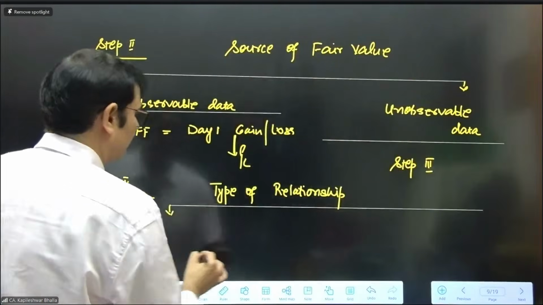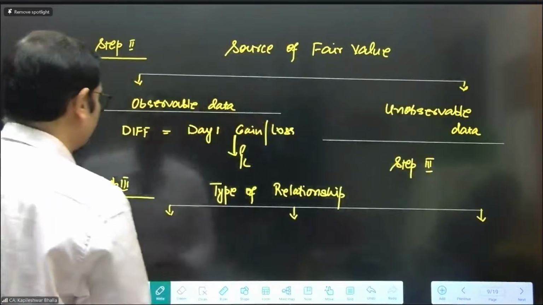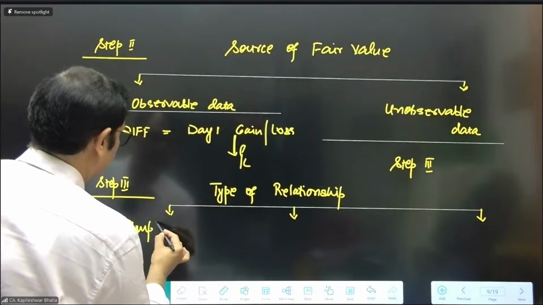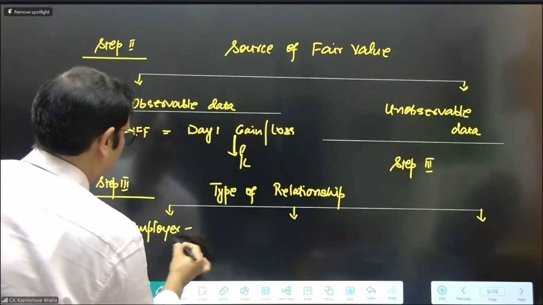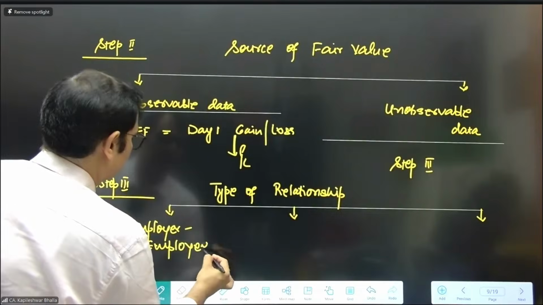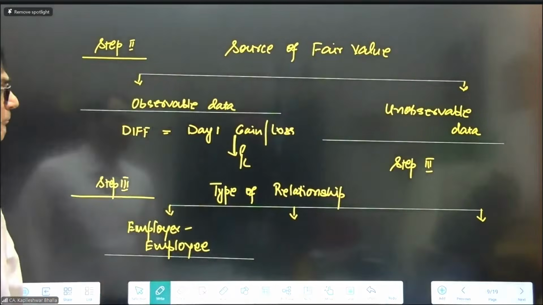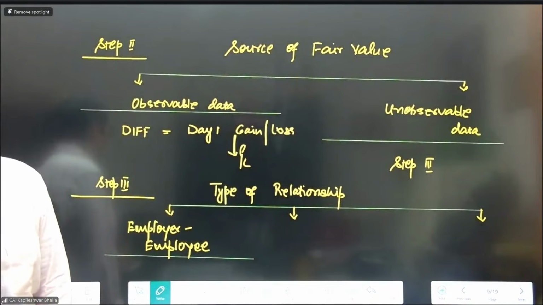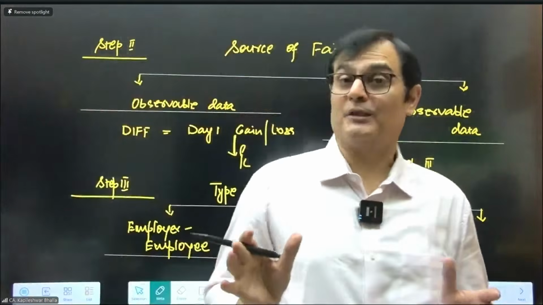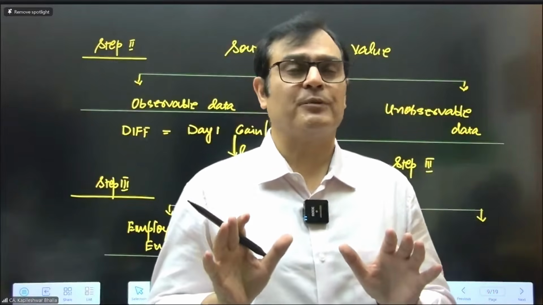In the first one, there could be an employer-employee relationship, which becomes a case of, for example, a concession loan. I know I've not been asking too many questions as I make mind maps, trying to save a little time. But in between, if you feel, you can give your answers as well.